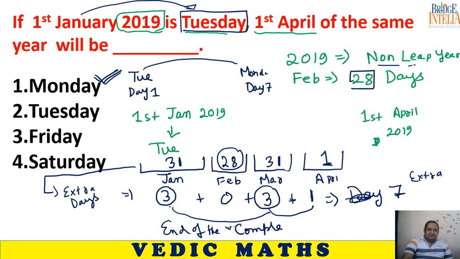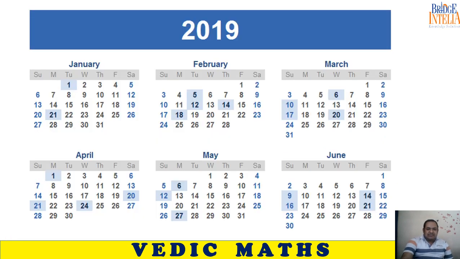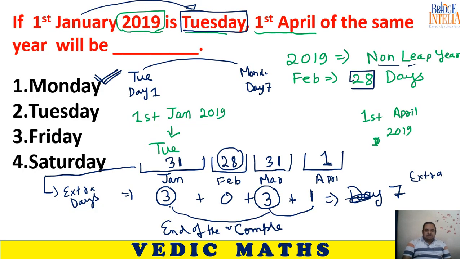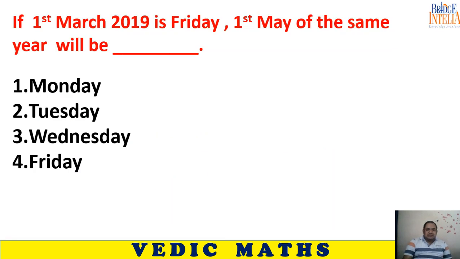So let's verify. I have the calendar with me. 1st April 2019 is Monday, and our solution also tells us that the answer is Monday. So let's take one more example.